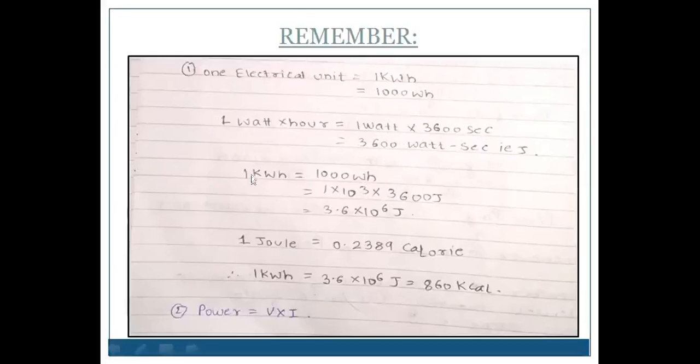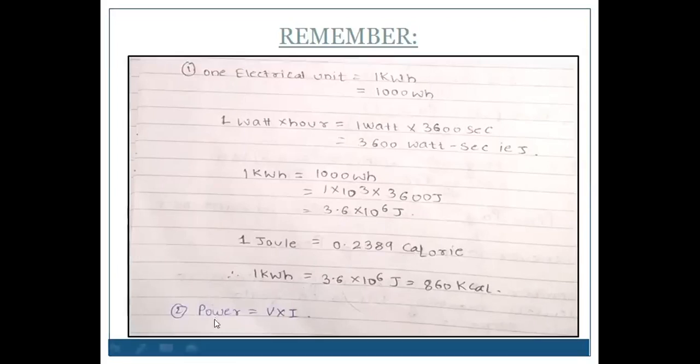Yes or no? Kilo I have replaced by 1000, right? So that comes out to be 1 into 10 raised to 3 into 3600 joules, which comes out to be 3.6 into 10 raised to 6 joules. Just remember this. What do you mean by kilo? Hour means how many seconds. Then 1 joule is equal to 0.2389 calories. Therefore, 1 kWh is equal to 3.6 into 10 raised to 6 joules, that is also equal to 860 kilocalories.